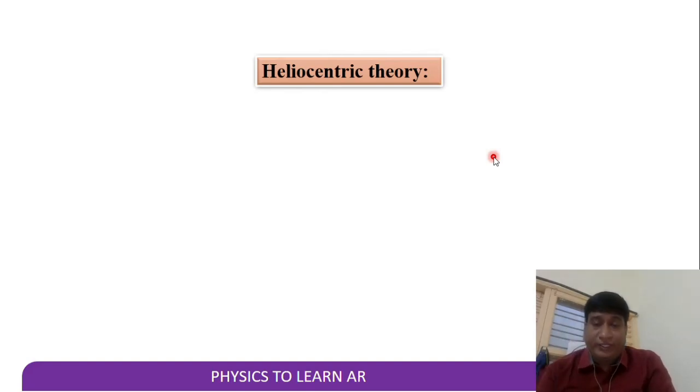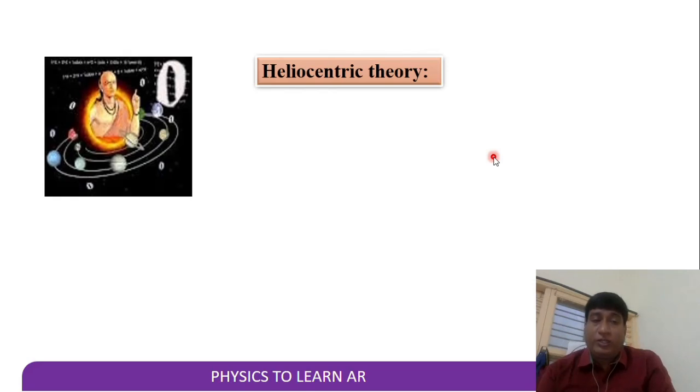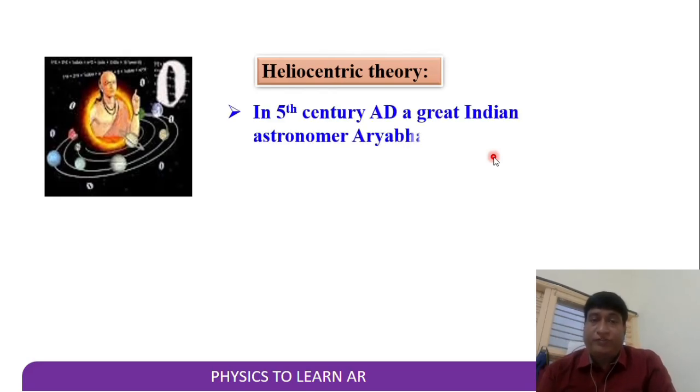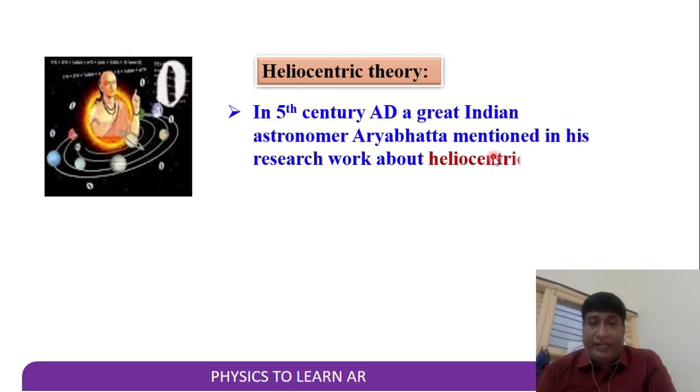Now the heliocentric theory. One of the famous Indian scientists, Aryabhatta, in the 5th century AD, a great Indian astronomer, mentioned in his research work the heliocentric theory. In the 5th century AD itself, he thought that the Sun is at the center, and all the planets including Earth revolve around it in an elliptical orbit.